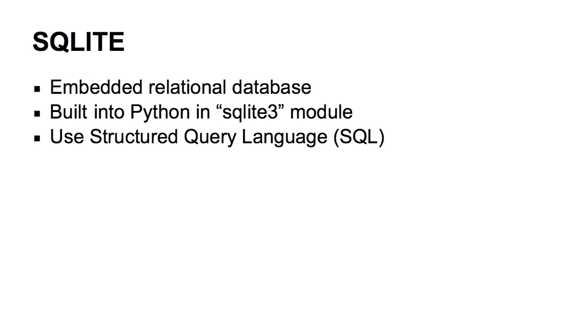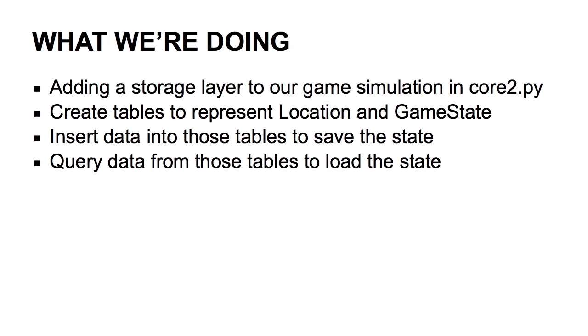I'm going to be using our text adventure as the running example here. You can find the code in core2.py. I'll also make use of a couple of definitions in testgame.py. These files can be found in your working files folder. So what are we going to do with SQLite? We're going to implement a storage layer so our game state can be saved and loaded.